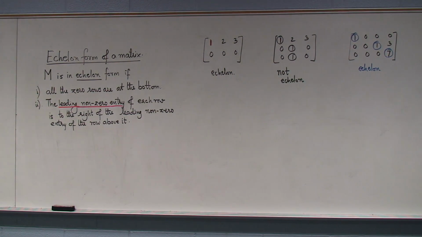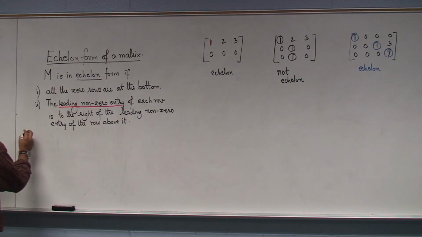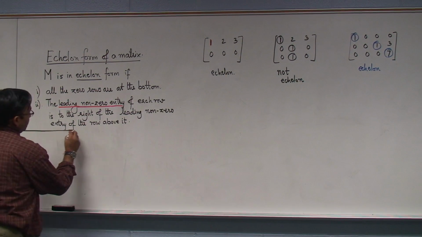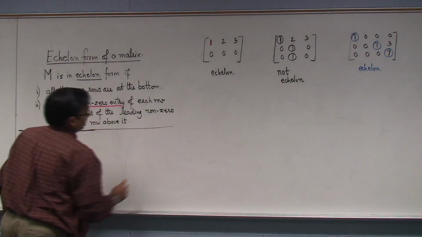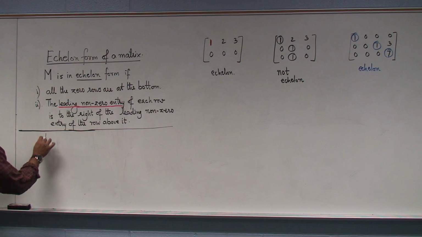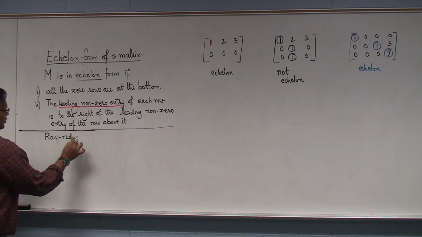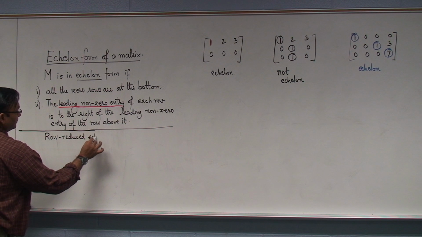Now, while we are at it, we might as well introduce another term, which is closely related to echelon form. Initially, we may not really understand the significance of why we are going after it, but soon we will see. And this term has its own merit: row-reduced echelon form.